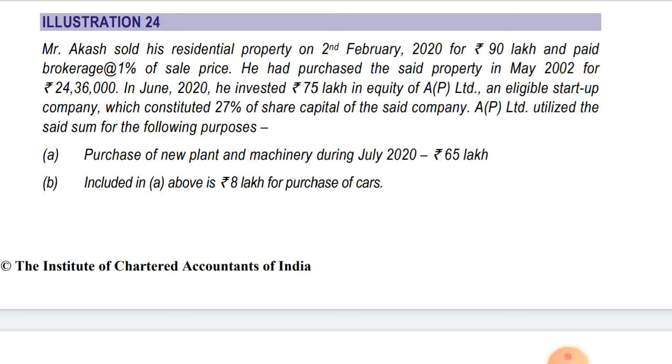But if it is not invested, then the capital gain will be taxable in that year. So in this case, Akash has invested in an eligible startup company and has acquired more than 25% shares, so he will get exemption, but only up to the amount. Up to how much amount? Only up to the amount of capital gain, and the new plant and machinery should be purchased on or before the due date of filing of return of income of Mr. Akash. Okay, so let's see the solution.